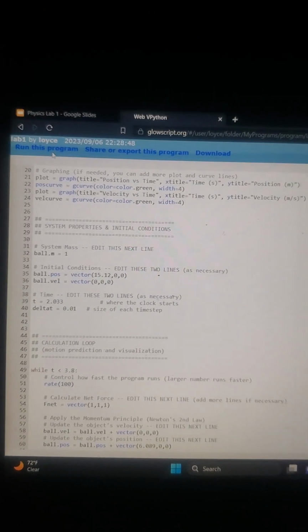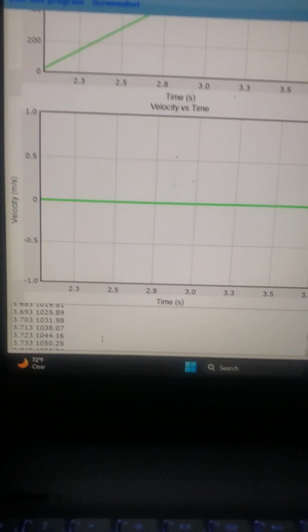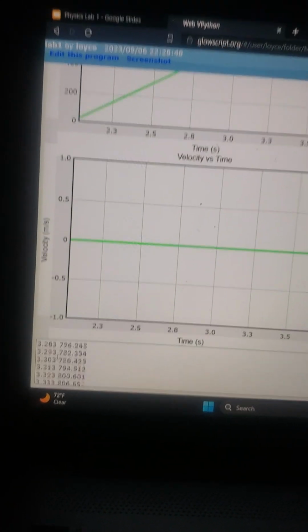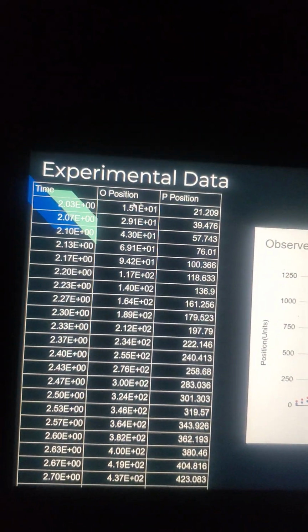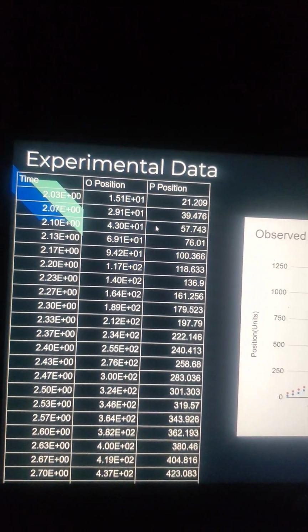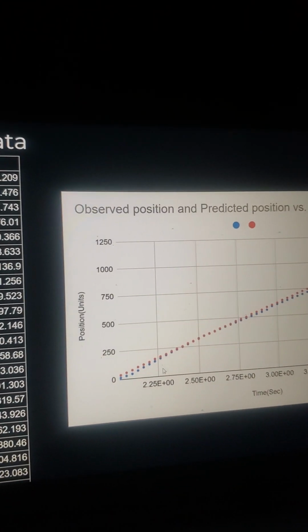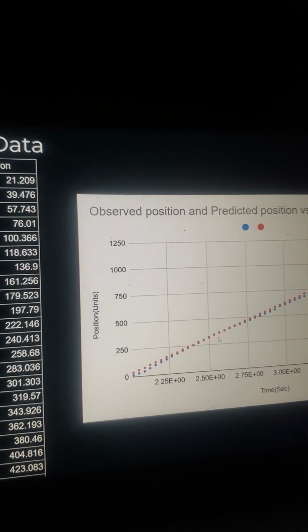And if we run this, we get this line, which is the predicted amount according to the velocity, and we have all of the velocity, the time, and position points here. If we go back to the data, we can see the time, which lines up, and then the observed position, which is what we got from the tracker. The predicted position is what we got from Python, and we can see the two graphs here. The blue is the observed and the red is the predicted.